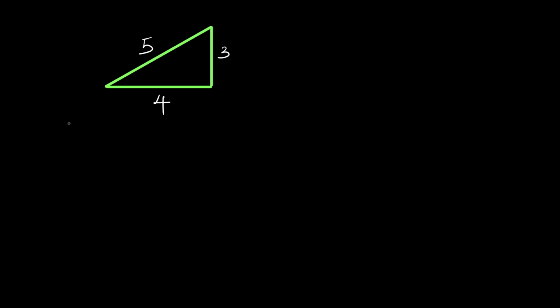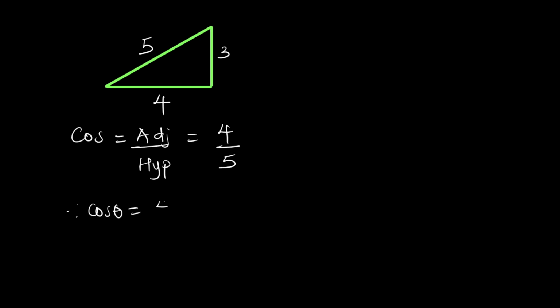From here, we are going to have that our cos is equal to the adjacent all over the hypotenuse. So from here, this entails we are going to have that our cos will be equal to 4 over 5. So therefore, cos theta will be equal to 4 over 5.